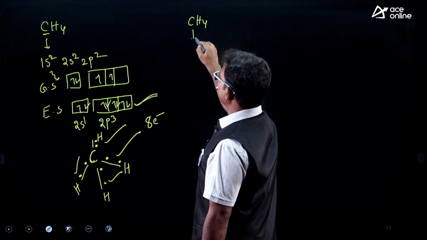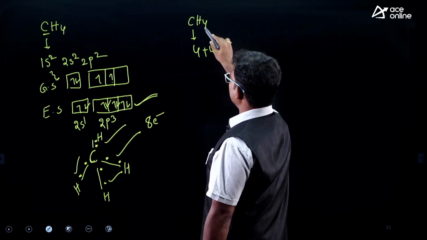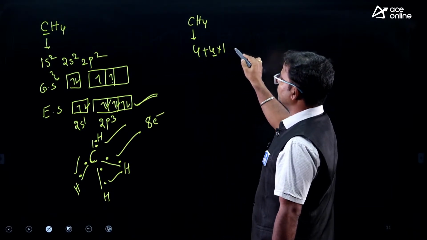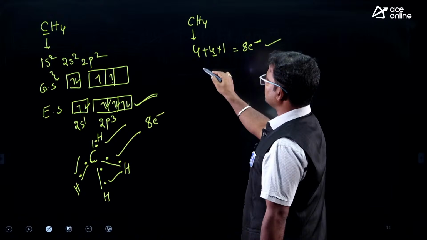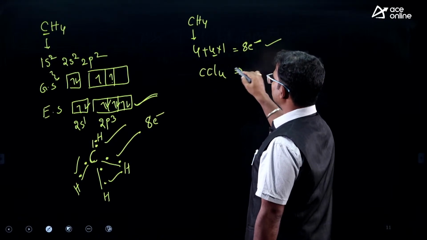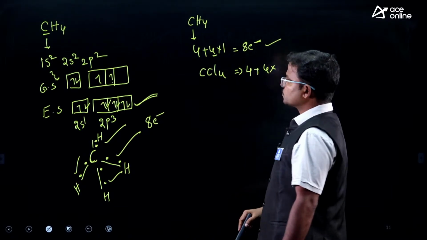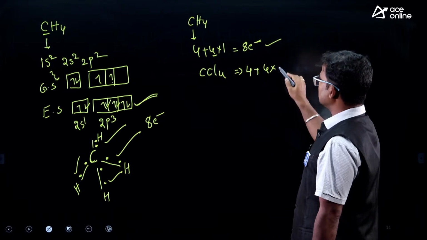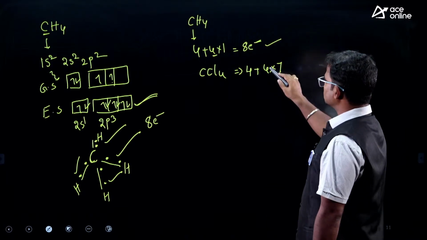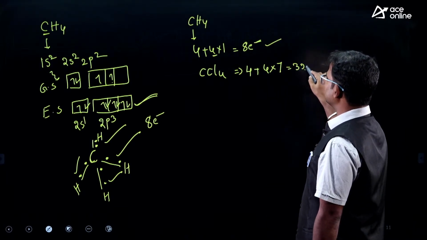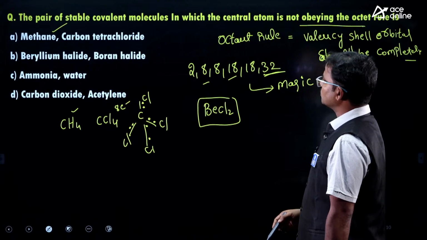CH4, carbon which group? 4th A group. Next hydrogen which group? First group. So how many hydrogens are there? 4. So 4 into 1. Finally what we get? 8 electrons. It means it obeys the octet rule. Next carbon tetrachloride, CCl4, carbon which group? 4th group. Next, 4 into how many chlorines we have? 4 chlorines. Each chlorine in its valency shell has 7 electrons, it means it belongs to the 7th group. So 28 plus 4 is equal to 32. 32 means it obeys the magic number electron configuration. That's why it also follows the octet rule.